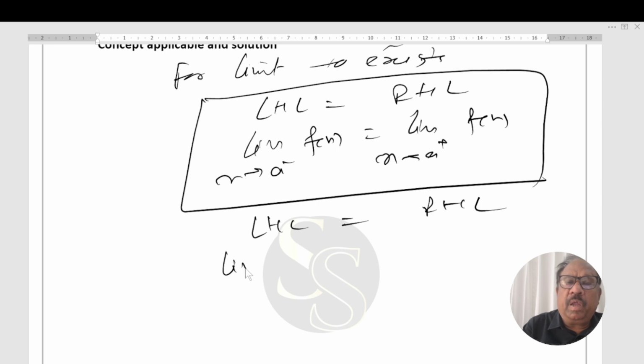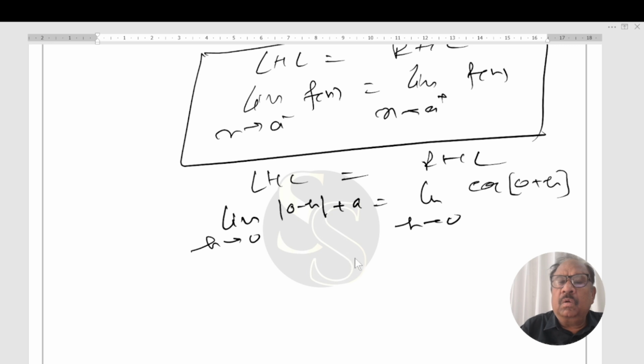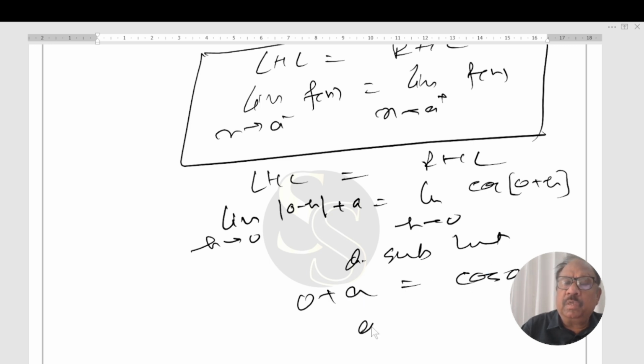So limit x tends to 0, 0 minus h, this will become modulus of that plus a, equal to limit h tends to 0, this will become cos of 0 plus h. Now, on substituting limits, we get 0 plus a equal to cos of 0, that is a equal to 1. This is the answer.